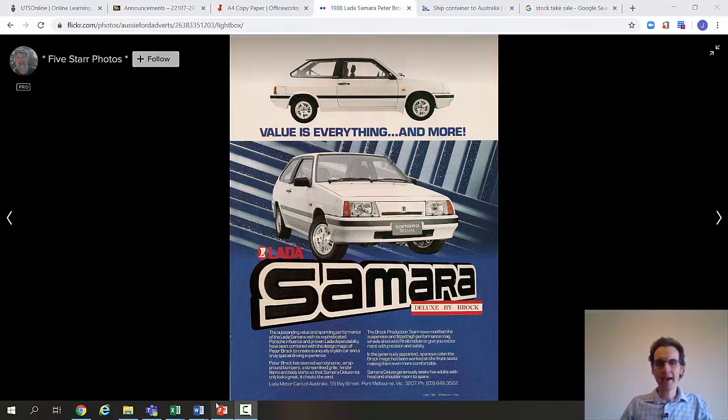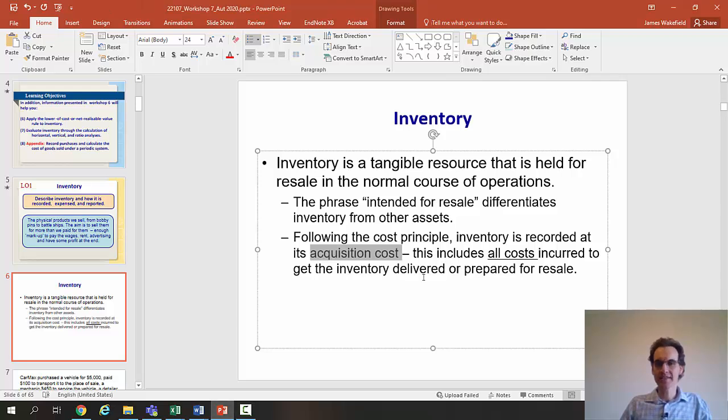If we look back at our slides, we can see that the inventory cost includes all costs incurred to get the inventory prepared for sale. And putting these vehicles back together in a better condition and state, ready for sale, was part of this cost.